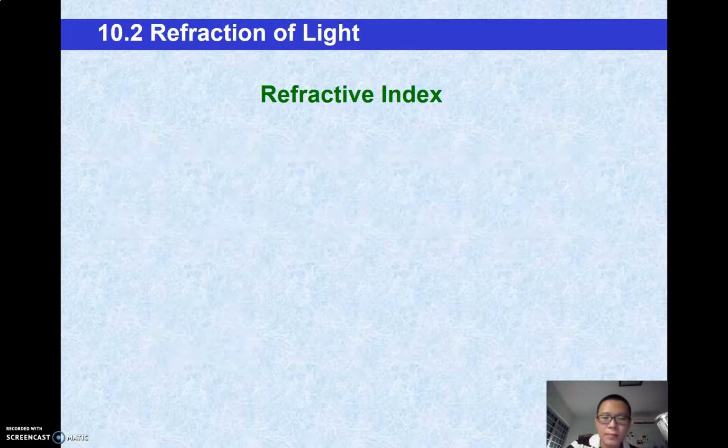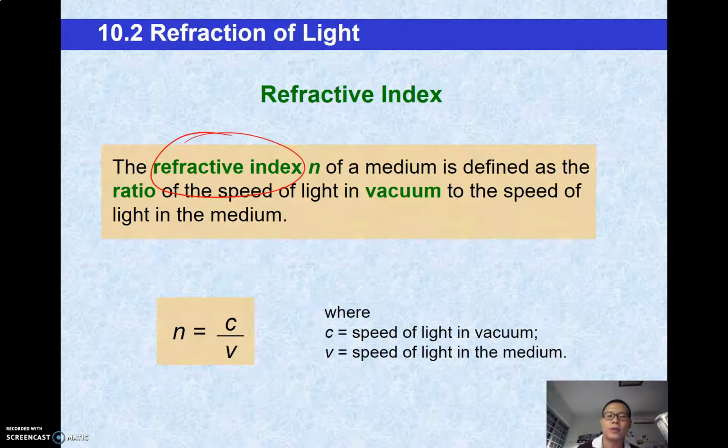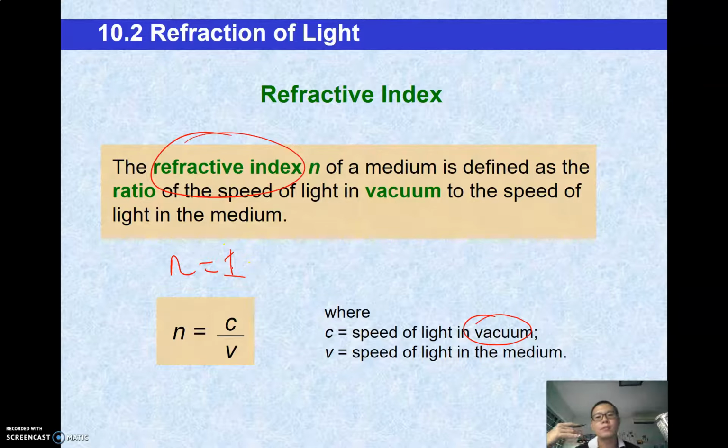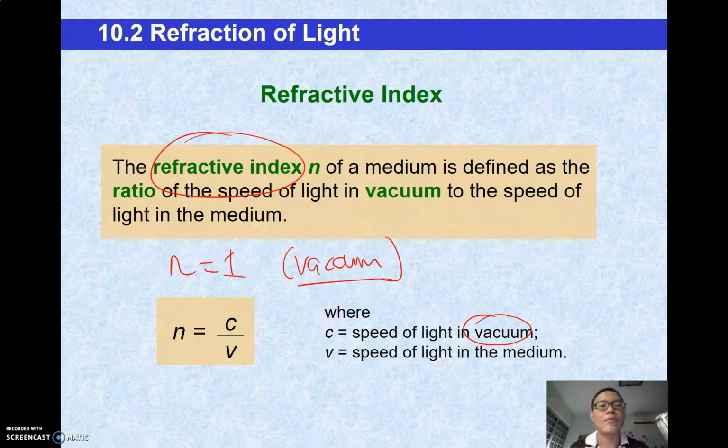By default, because I compare it to vacuum, my refractive index will be 1, a perfect 1, where the ratio of the angles or the ratio of the speeds of light is in vacuum. So 1 is the refractive index for vacuum, and because vacuum is the least dense medium that we have, a refractive index of 1 is the smallest number that we can have. So there won't be any item or object with a refractive index less than 1. Just take note of this.